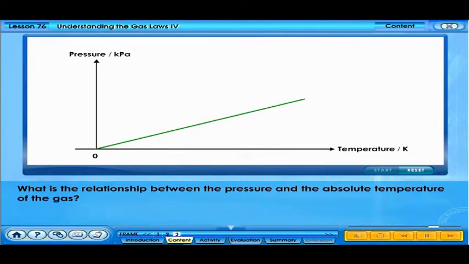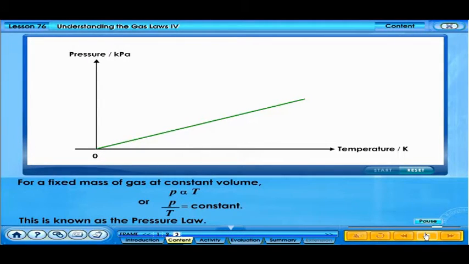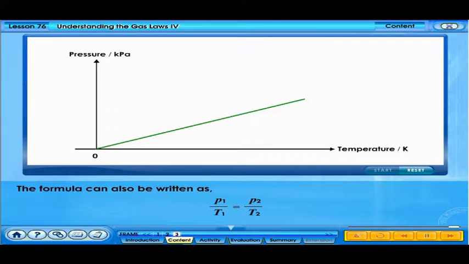What is the relationship between the pressure and the absolute temperature of the gas? For a fixed mass of gas at constant volume, the pressure of the gas is directly proportional to its absolute temperature. That is, P is directly proportional to T, or P over T equals a constant. This is known as the pressure law. The formula can also be written as P1 over T1 equals P2 over T2.